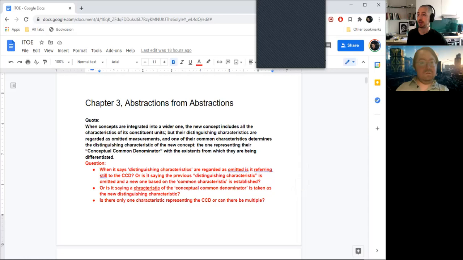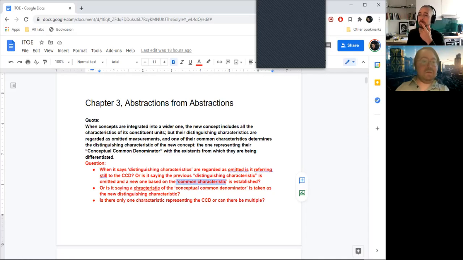Okay, so now I know my confusion there. The distinguishing characteristics are omitted, but it is referring to the CCD. Oh, what am I asking here? But there's a wider one. So when you go up, to the wider concept, the CCD is a new concept. Let's read it part by part.